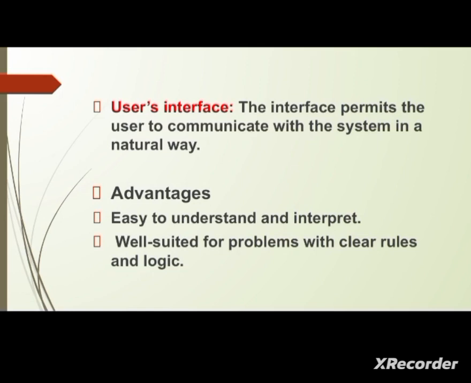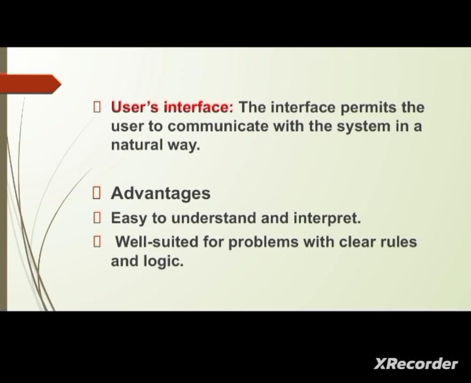Then we have the working memory. Working memory holds the current state of the system and information derived from applying rules. That is about the working memory. The advantages of a rule-based expert system are: first, it is easy to understand and interpret. Second, it is well suited for problems with clear rules and logic.